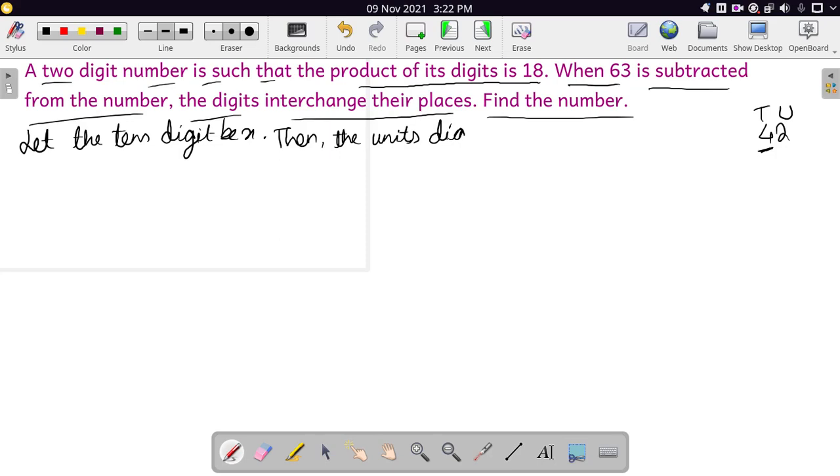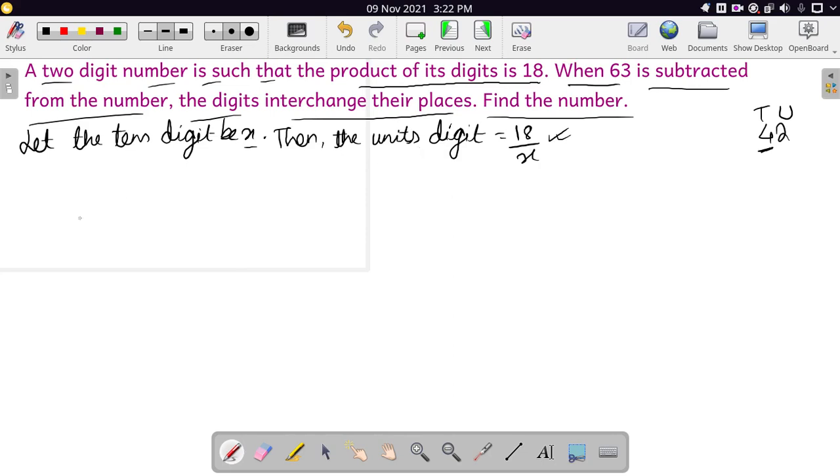digit is 18 by x. It's very easy. Why? Because of the first sentence, our two digit number is such that the product of its digits is 18. So this is the tens place. This is the units place. So if you multiply, we will get 18. So this is the tens, this is the units place.